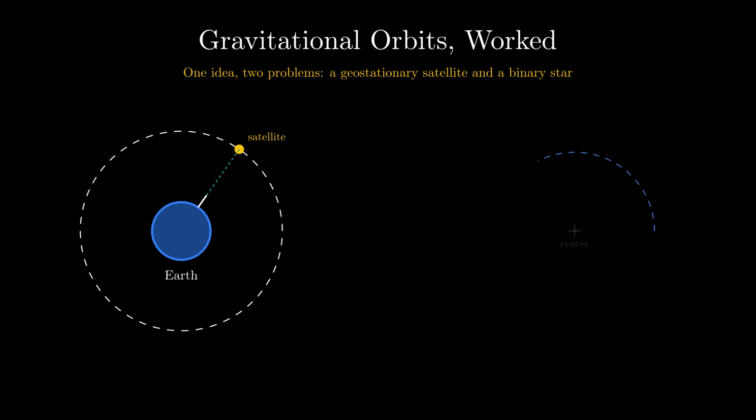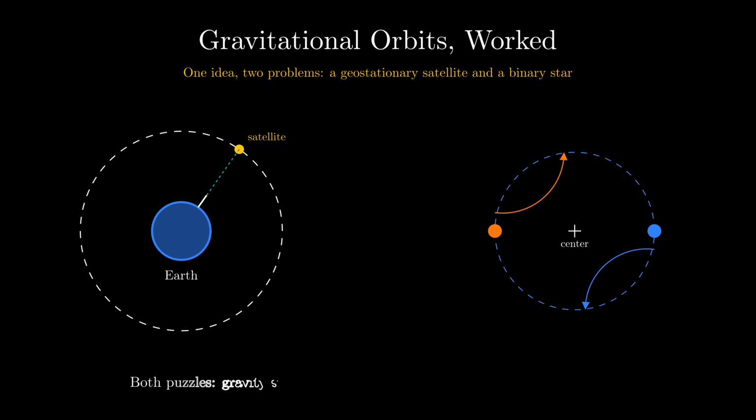And far out in the galaxy, two stars circle one another with no planet, no ground, nothing at the center at all. Both puzzles fall to a single idea: gravity supplying the inward pull that bends motion into a circle. Let's solve them, one at a time.